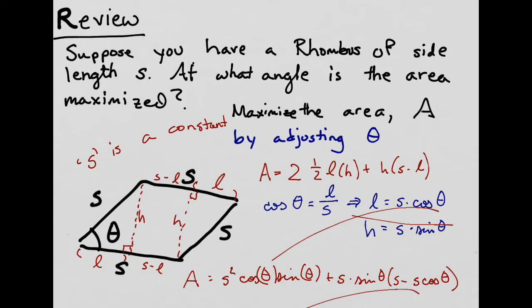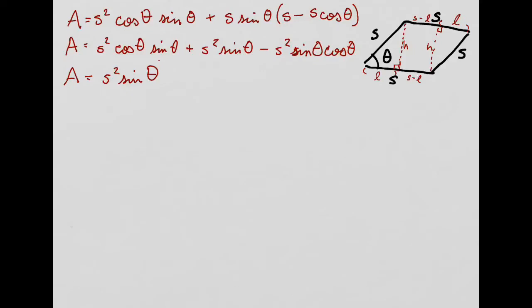Okay. So if we go on, I'm going to the next page. We can see that we have that A is equal to S squared cosine theta sine theta plus S sine theta, all times S minus S cosine theta. And then we can clean that up, and eventually we end up with A equals S squared times sine theta. Now remember, S is a constant. And so we can treat it the same way you would treat like the number 5.